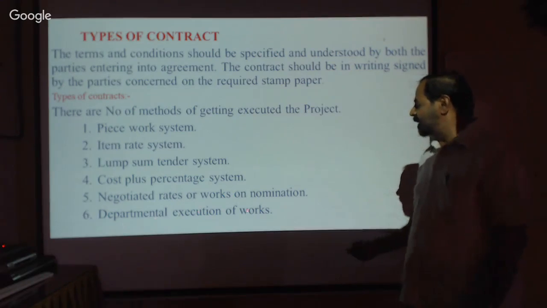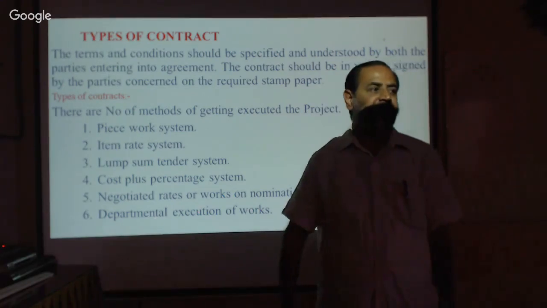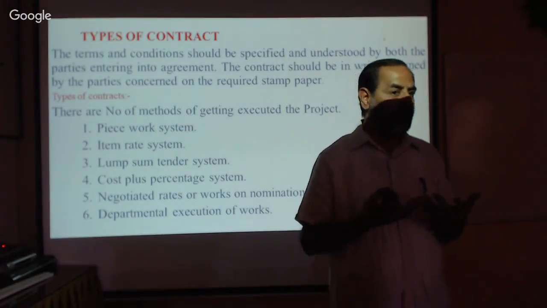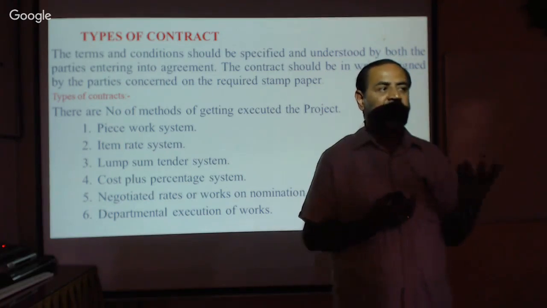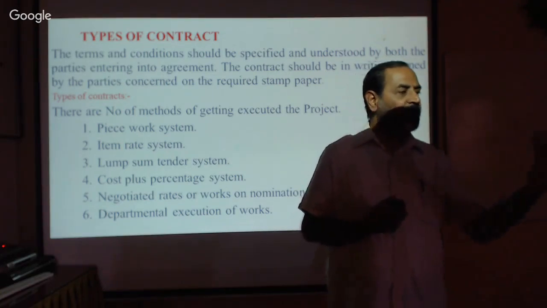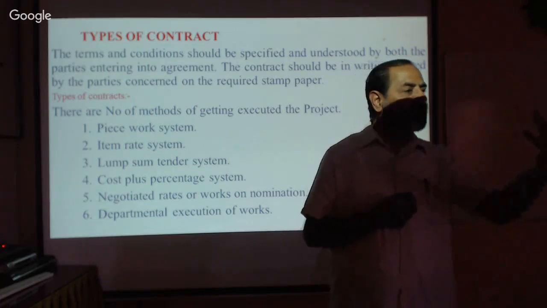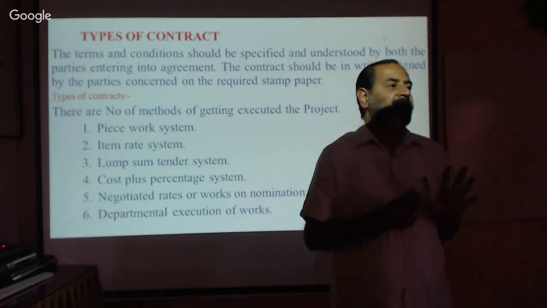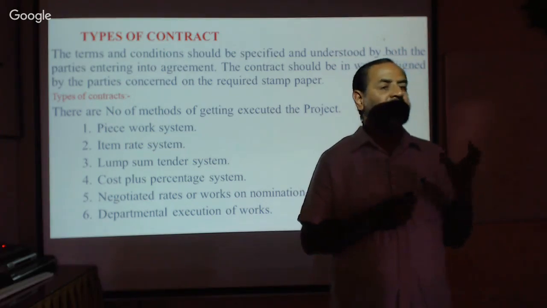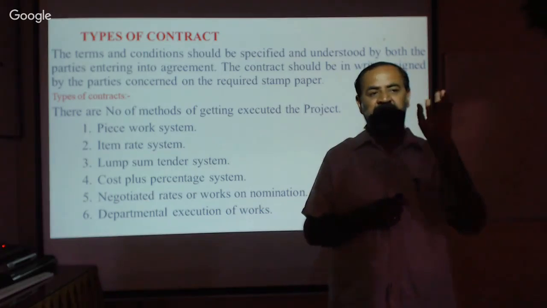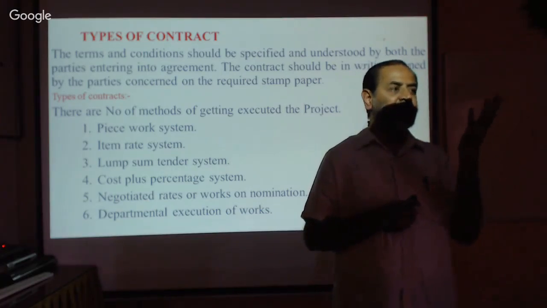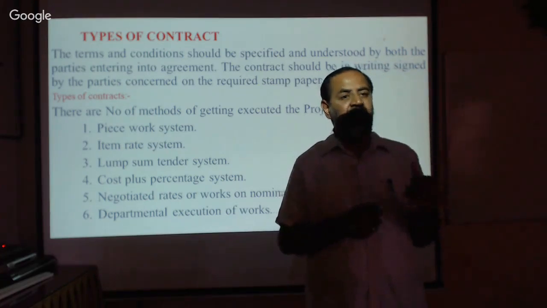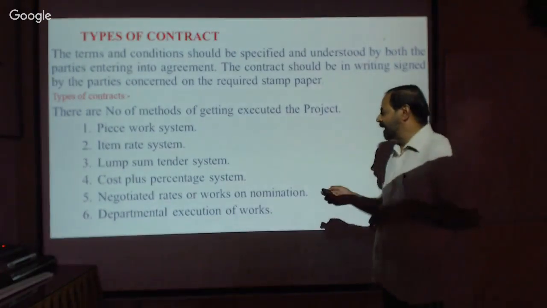And the departmental execution of the work. Sometimes what happens, you know, the department, the executive engineer will execute the work on his own. He will buy the material from the market, they will supply the material, and they will employ the people, they will maintain the records, and they will release the payment. We can't do it for larger projects. This can be done only for small projects, isn't it? Small means repairs, maintenance, like that, we can execute it departmentally. The concerned department engineer can execute this, isn't it?